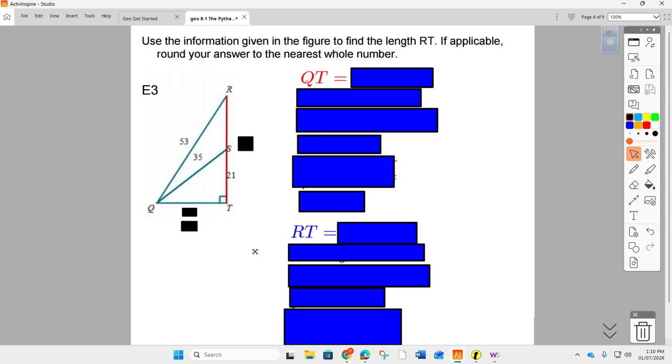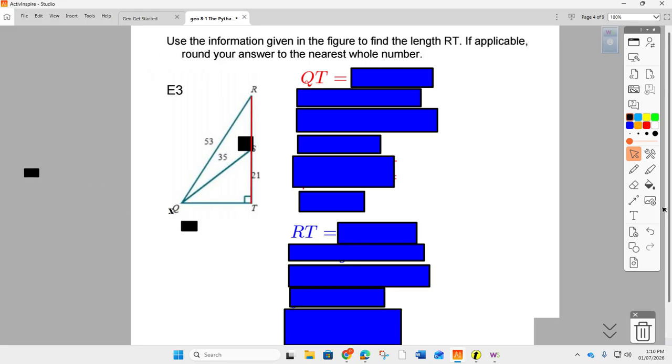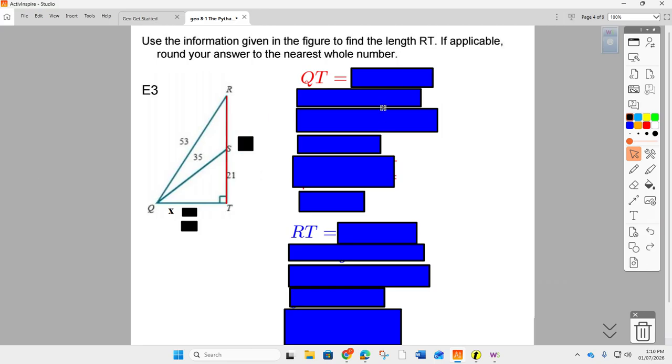So what you have to do is make yourself a little plan. The answer's not always going to be right in front of you, right? So you've got to figure out how you can split this up into parts and triangles that you can use something we've learned this year to solve it with, right? So what we're going to do is find the length of QT, and we're going to call that X. So the length of QT is X.